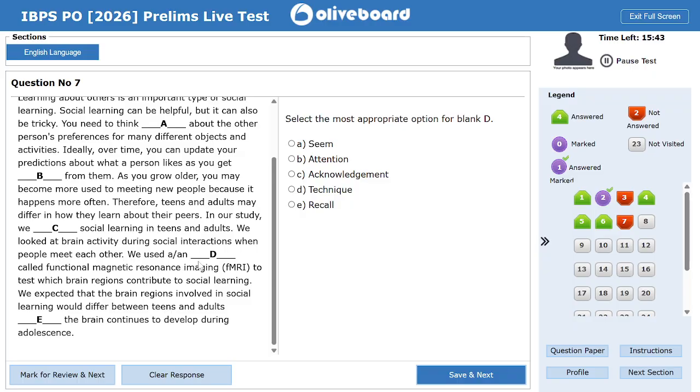We used a technique, fMRI, to test social learning with teens and adults. We expected that the brain regions involved in social learning would differ between teens and adults.